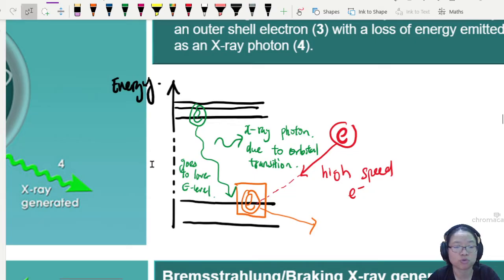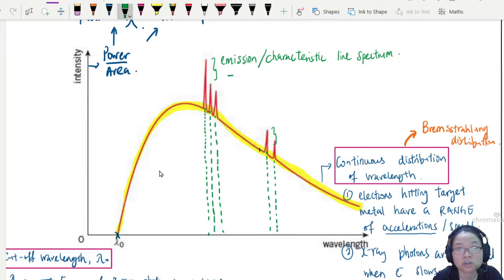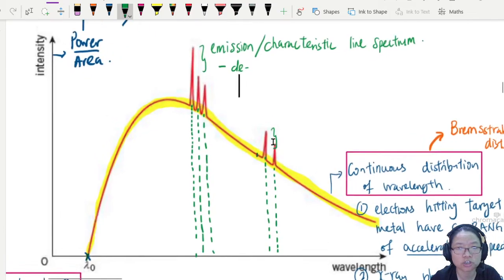So let's go back to the graph, right? The characteristic line spectrum is due to the higher energy electron in the higher orbit transitioning to the lower energy. Why can it transition? Because the fast-moving, high-speed electron knocks out someone else. All right, knocks out the electron. So now there is an empty space. So we're not going to write all of that. Okay, that is the short way of explaining this, the de-excitation.